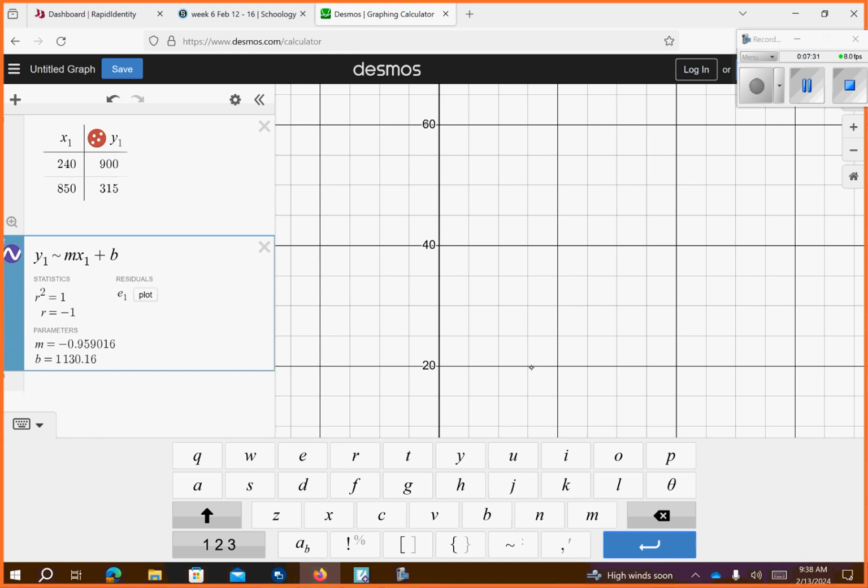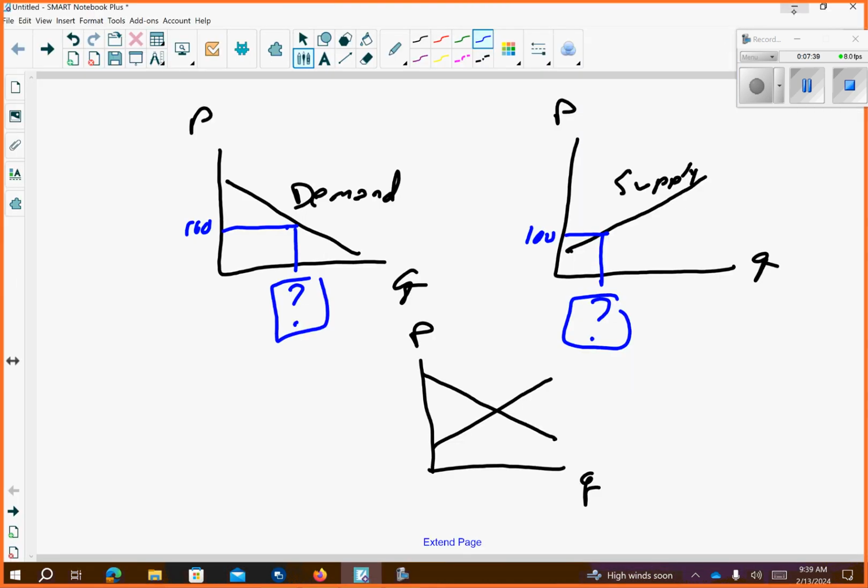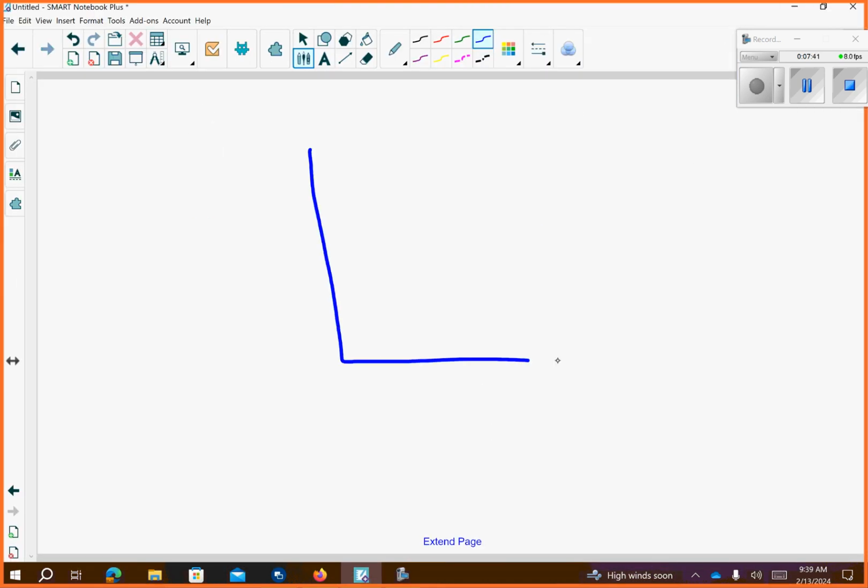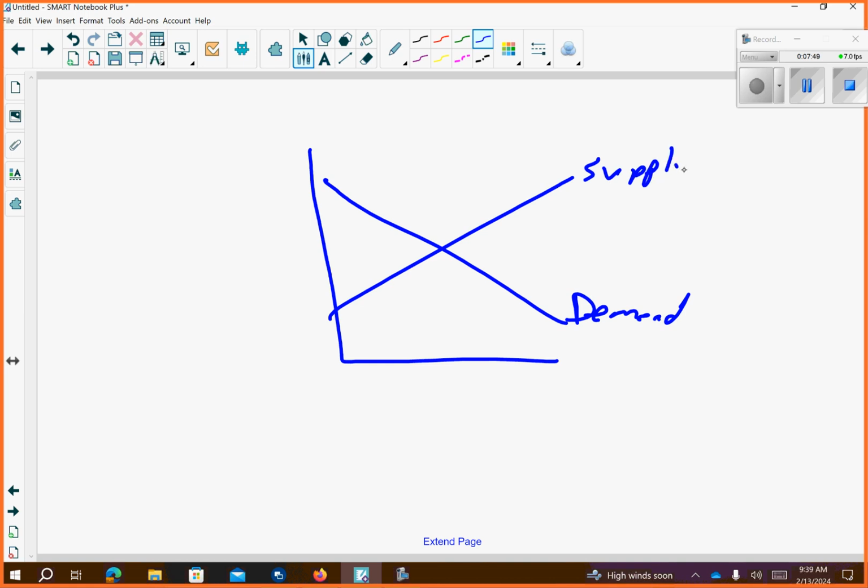Okay, so the demand would have been the line that does this. I think this is what they're asking us to do, and they didn't ask it clearly enough. So this would have been the demand one. This would have been the supply. And then label the equilibrium point, which is this.